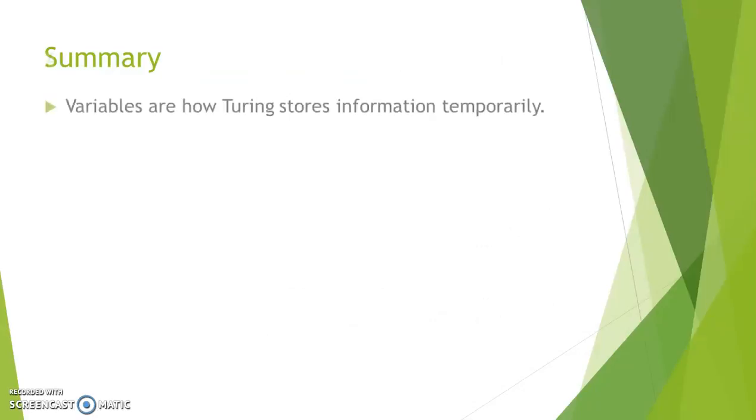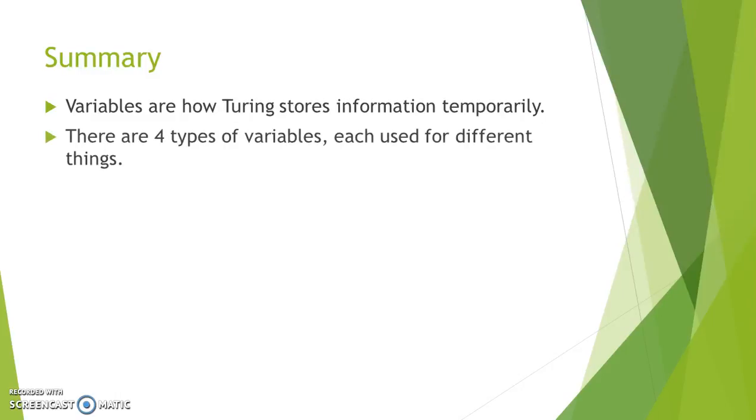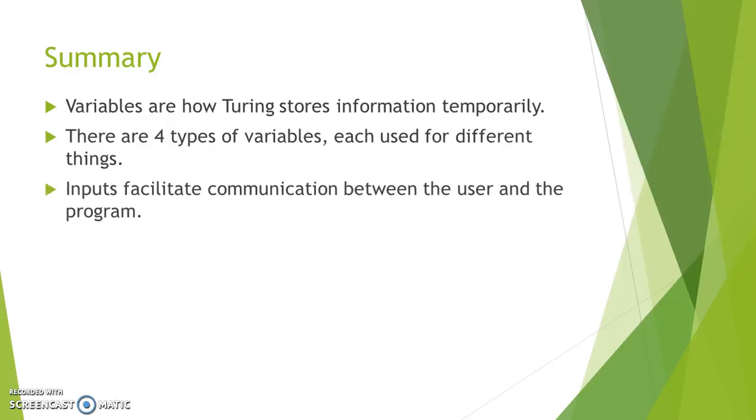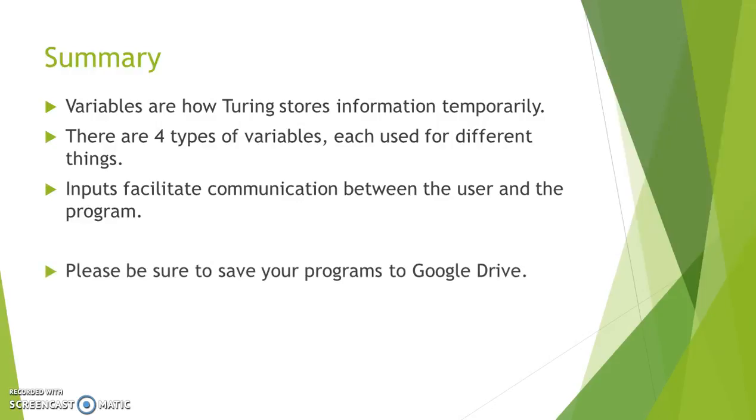Alright, so to summarize, variables are how Turing, in virtually every program, stores information temporarily. In Turing, there are 4 kinds of variables, each used for different things. And we use inputs to facilitate communication between the user and the program.